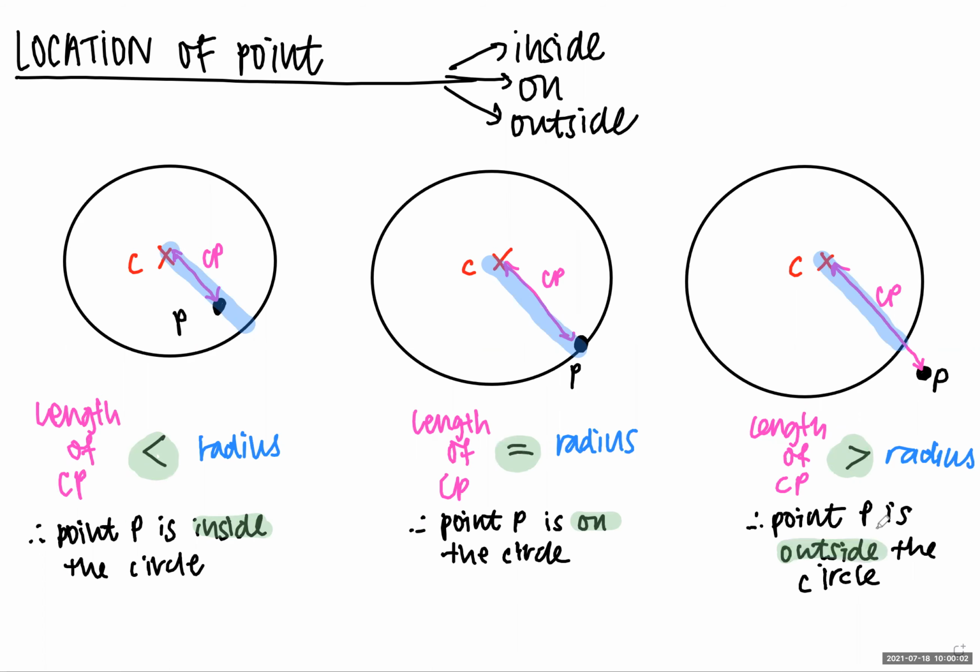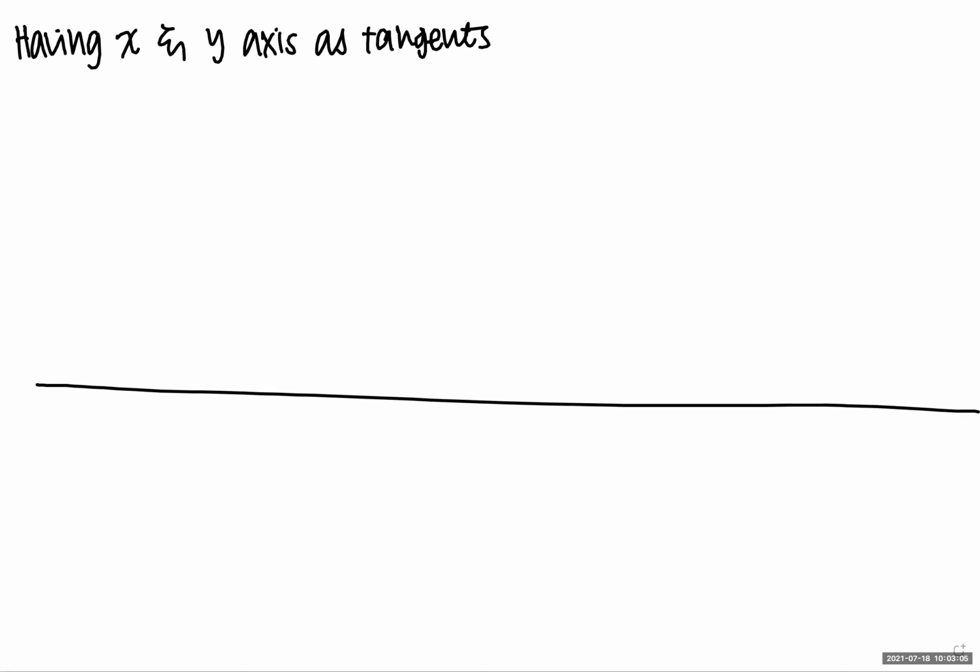Now you can make your notes. The next concept we are going to learn, you can write down the heading. Just now was location of points. So now the heading is having X and Y axis as tangents. Oh, shoot. Before I teach you X and Y axis as tangents, I need to teach you one more concept. I suddenly remembered.